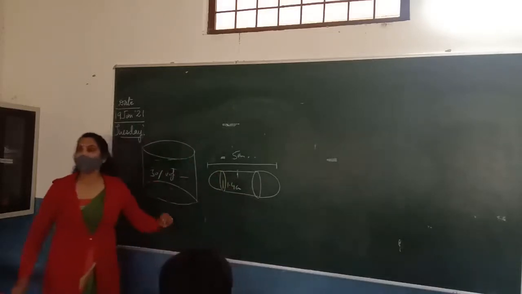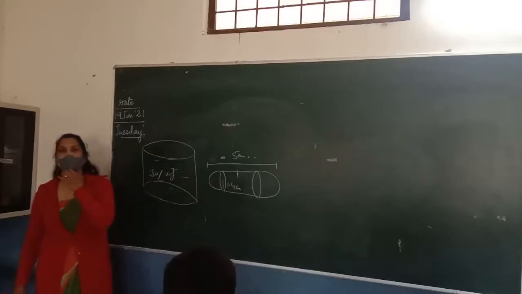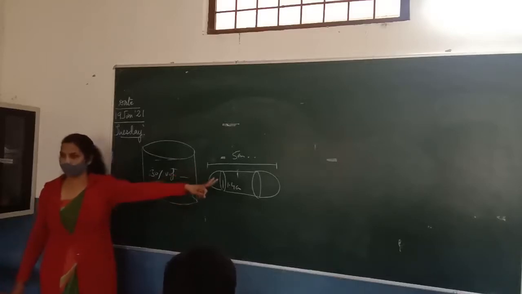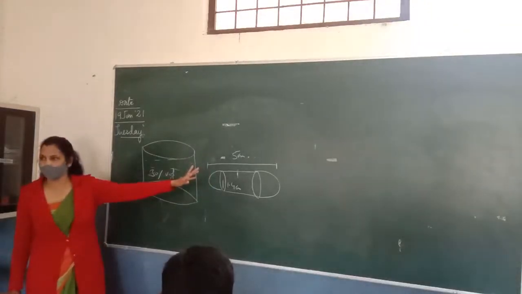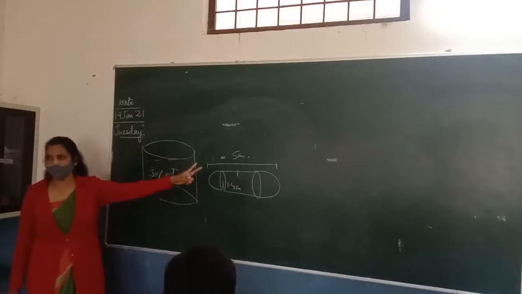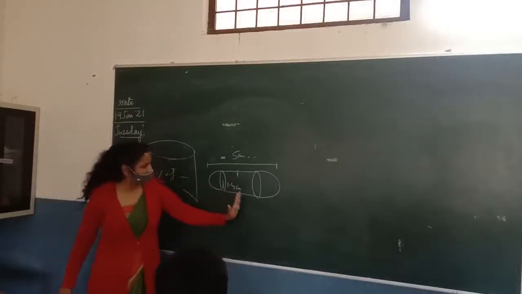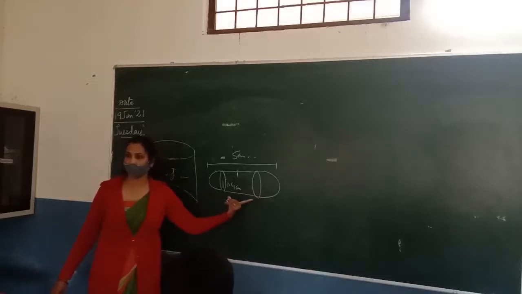Now you have to find the volume of one gulab jamun. So the gulab jamun is in the shape of a cylinder plus two hemispheres. So what will you do, Shrishti? Volume of the cylinder plus the volume of the two hemispheres. Now we don't have the height of the cylindrical portion. What will you do? How can you find the height of the cylinder?